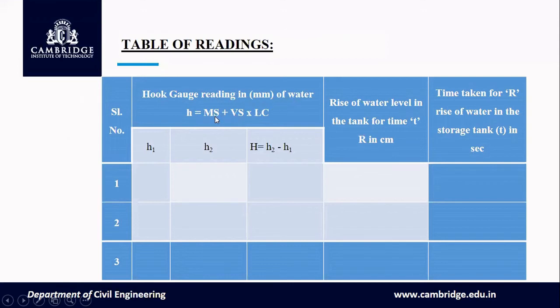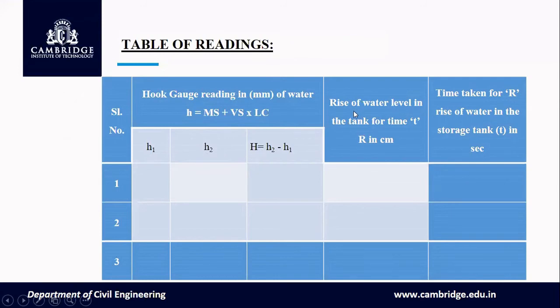So H will be equal to main scale plus vernier scale into least count. That will give the gauge reading. H1 is the initial reading, H2 is the final level: initial water level, final water level. The difference in water level will give the capital H.